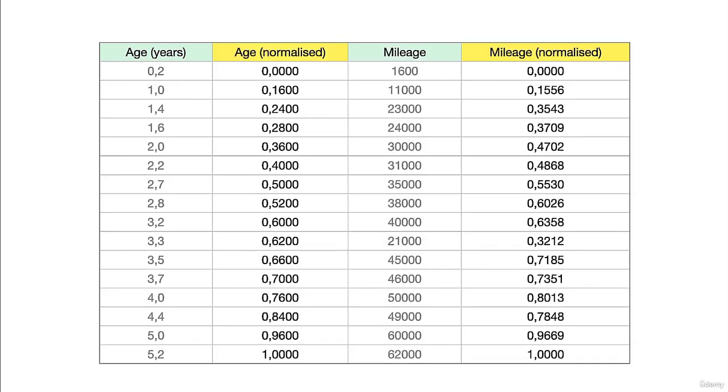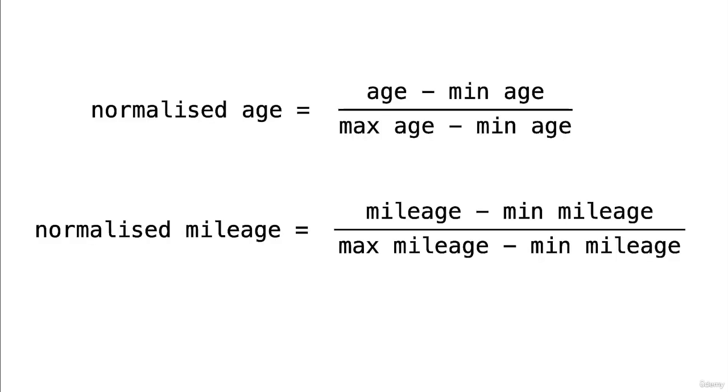Two columns are added to the spreadsheet, the normalized ages and the normalized mileages. The normalized values will now be used as training data. If you are curious, here are the formulas Dave used to normalize the age and mileage columns. If you decide to use a library like NumPy, you can use NumPy's normalize function to do this for you.